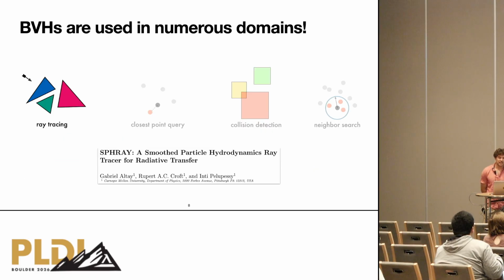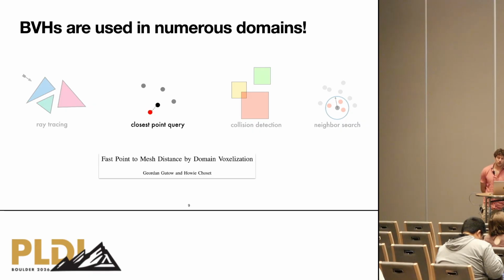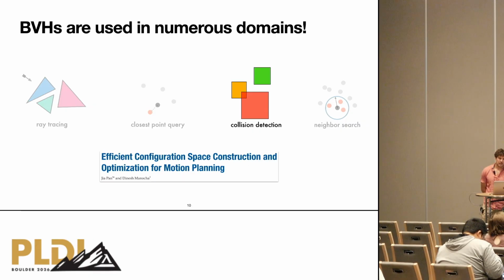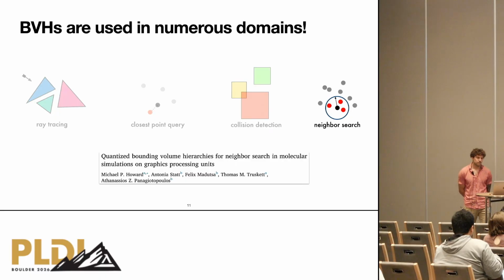And so what we've seen is that, in fact, these BVHs are used in numerous domains for many different types of spatial queries. This includes ray tracing in hydrodynamics, closest point query for robotics, collision detection used in physical simulation, and neighbor search used in molecular simulation.